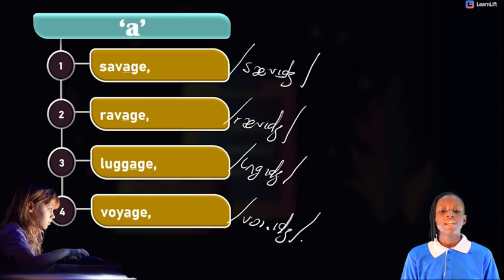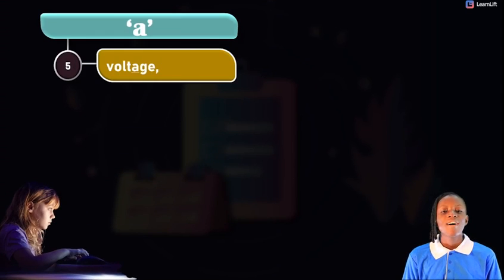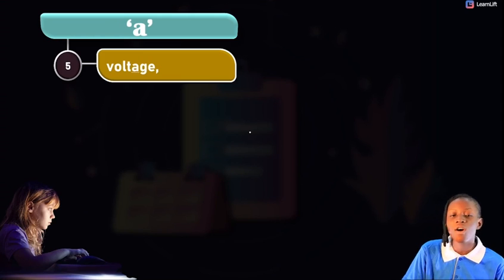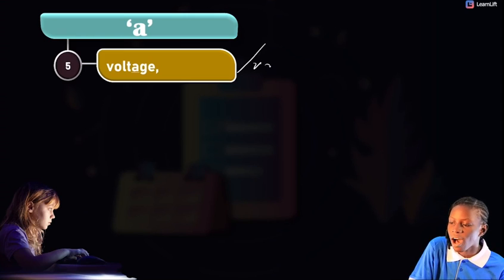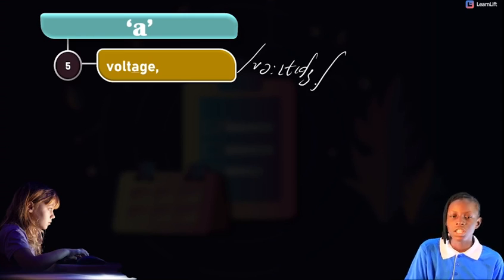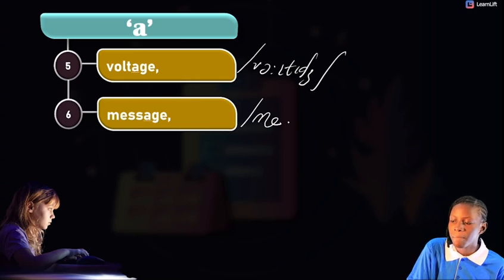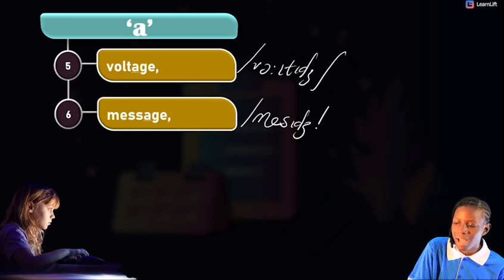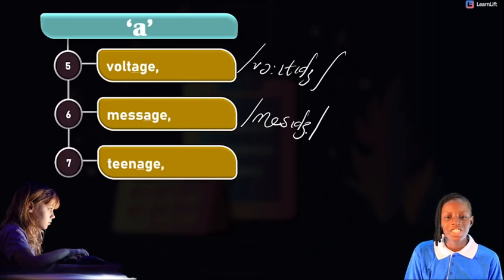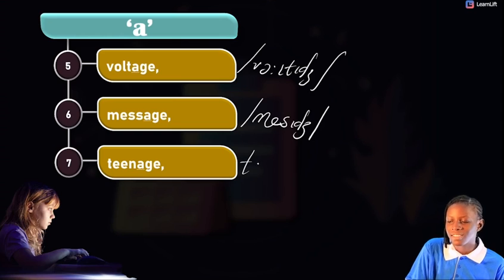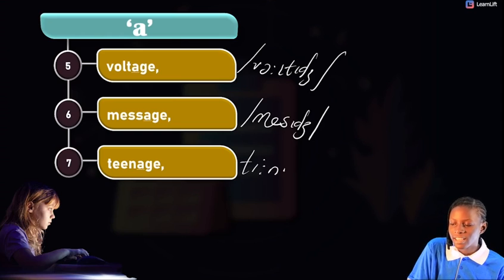Next up we have voltage, still on the A as a spelling form. Now for our voltage, we have vol and then teach. Next up we have message, transcribed as this. Teenage. Teenage is transcribed as this. I have my E sound here.